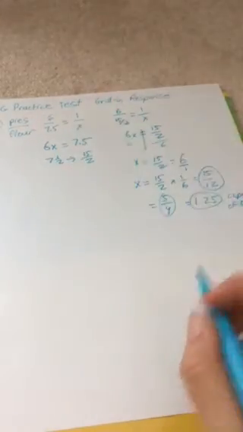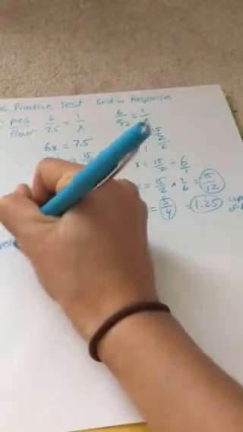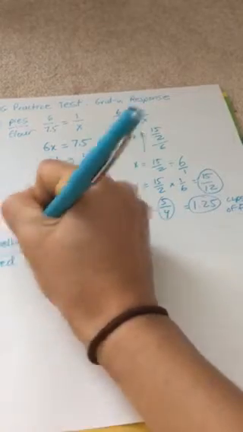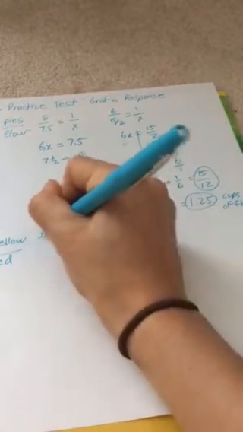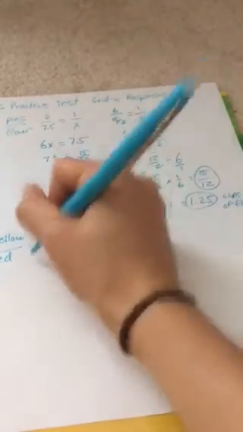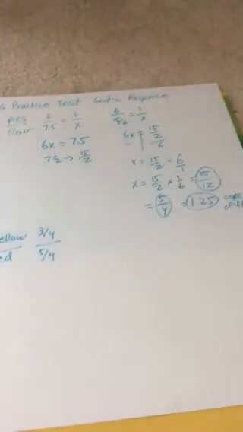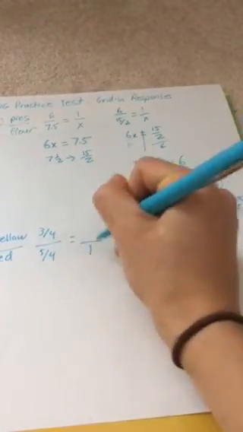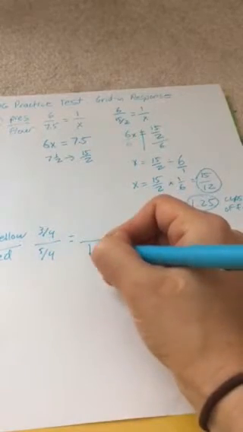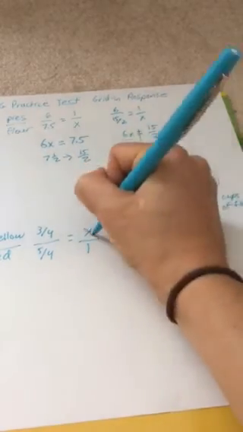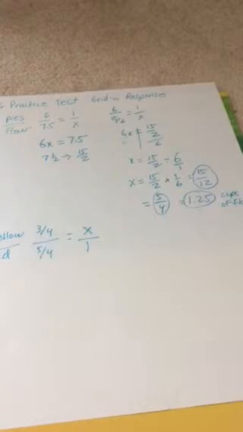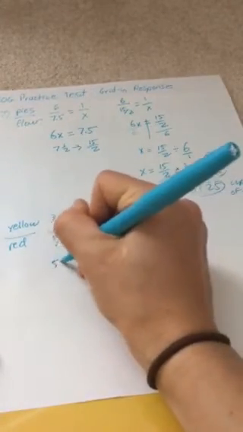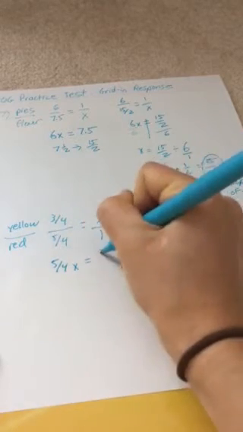Same thing, we're going to set up our proportion, and we're comparing yellow paint to red paint. So we have 3/4 of a liter of yellow paint compared to 5/4 of red paint, because I turned 1 1/4 into an improper fraction. For the next set, we need 1 liter of red paint, and we don't know how much yellow paint we need. That was the question. So again, we're going to cross multiply. So we get 5/4 x equals 3/4.